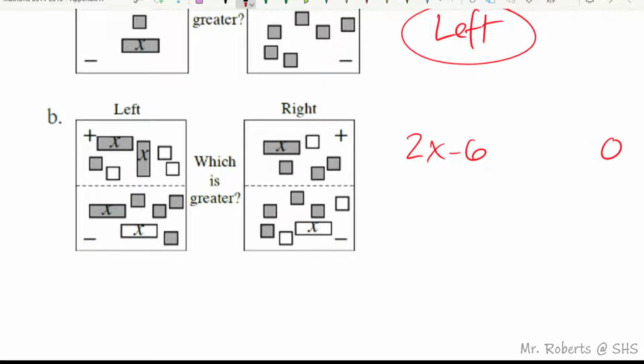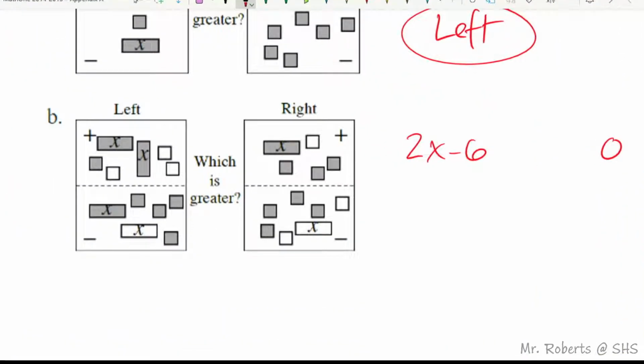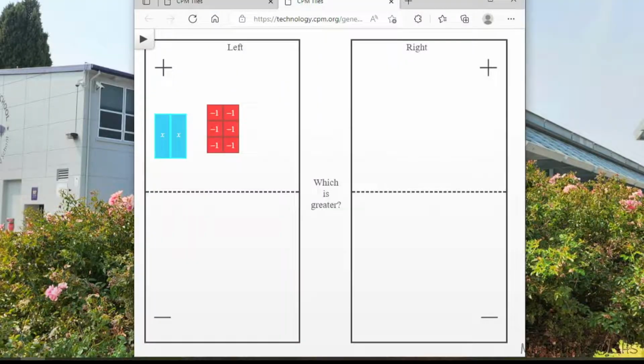So question is, which one's bigger? Well, it depends on what x is. So if I look at this, depending on the value of x, 0 could be the bigger number.